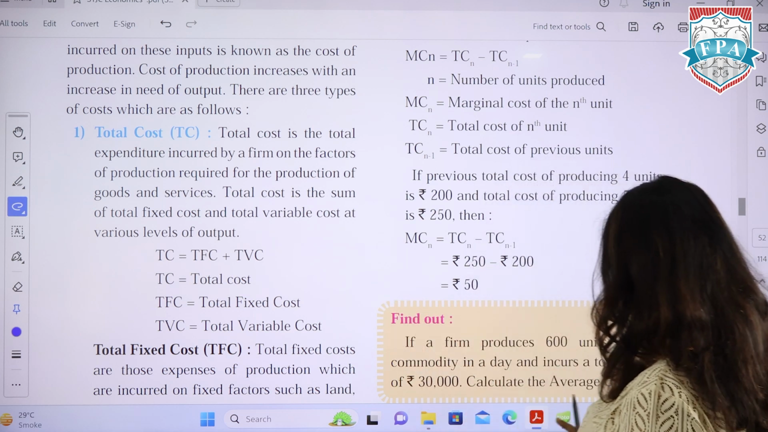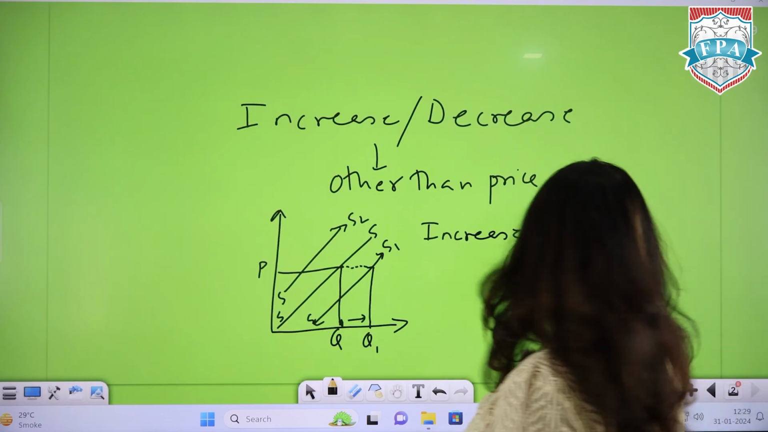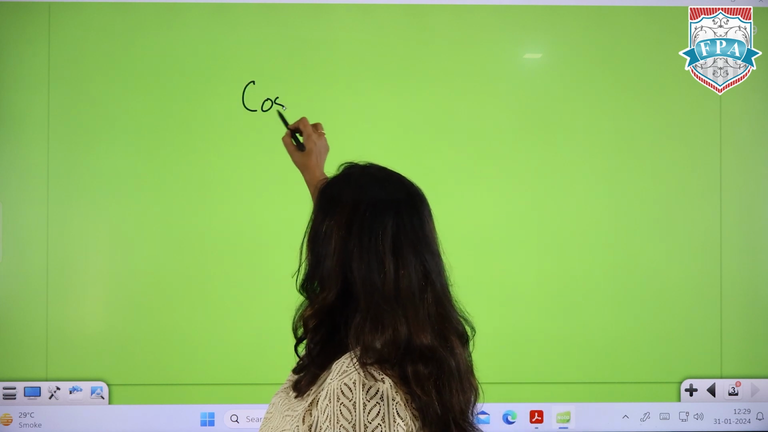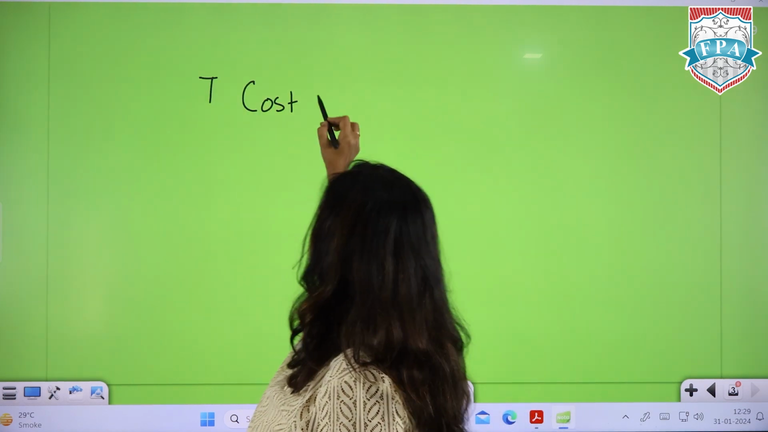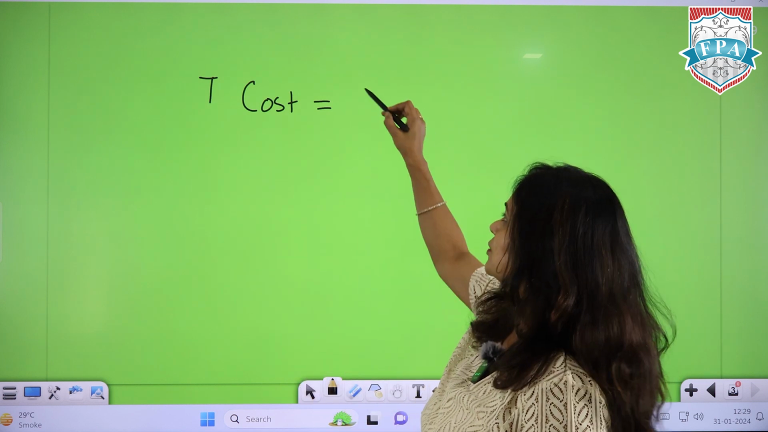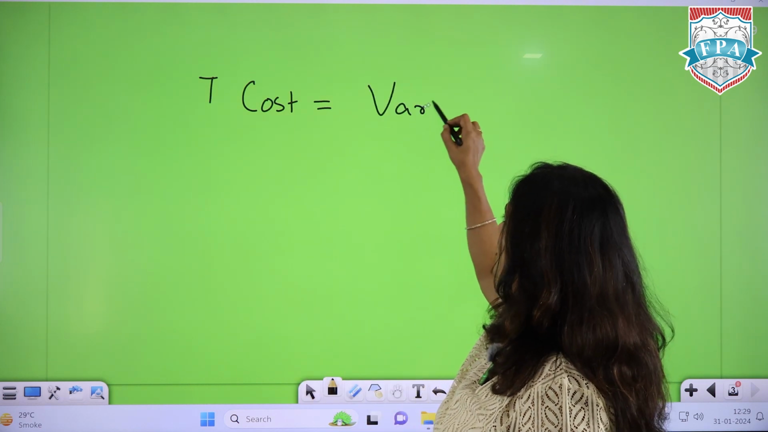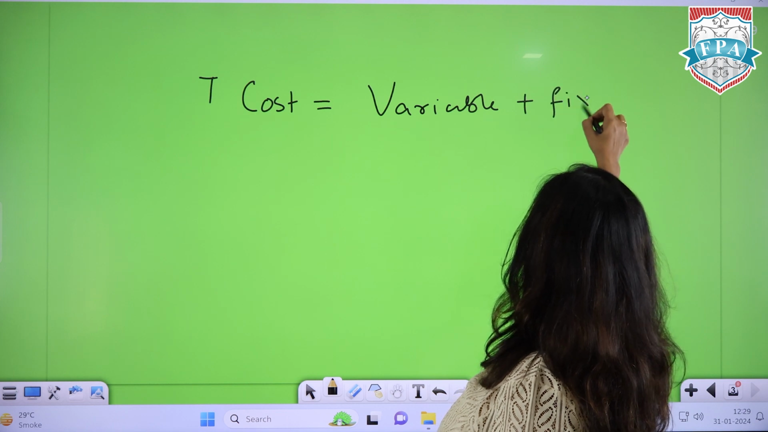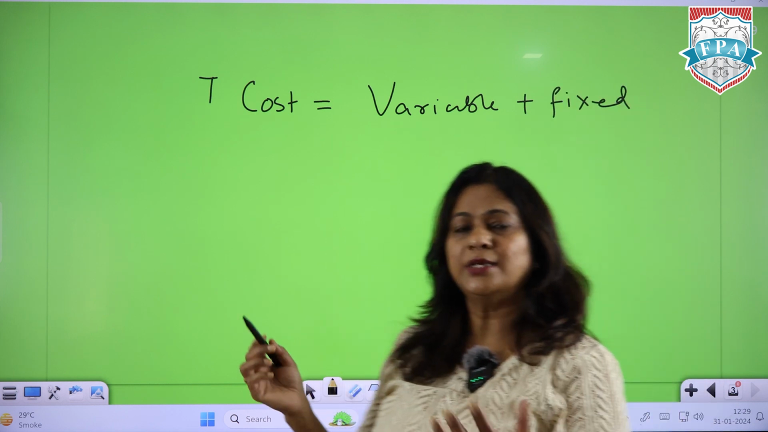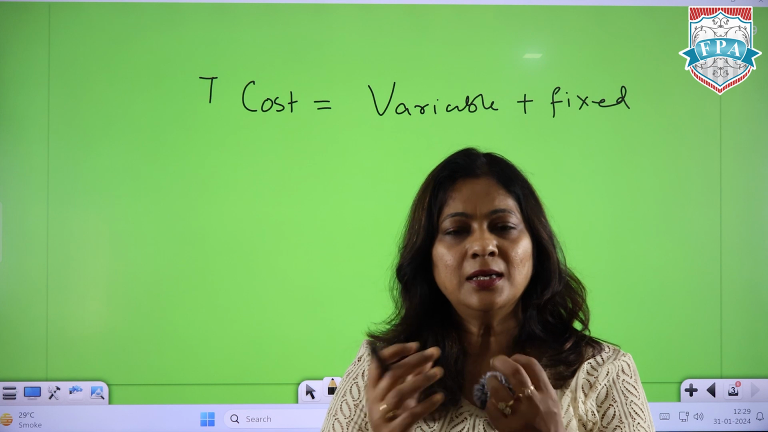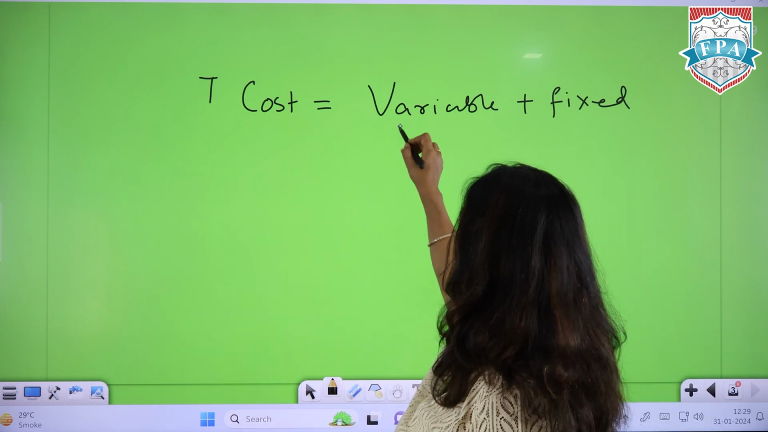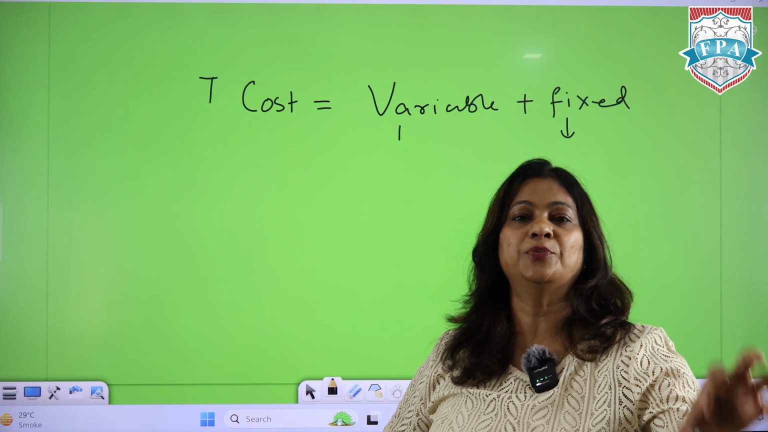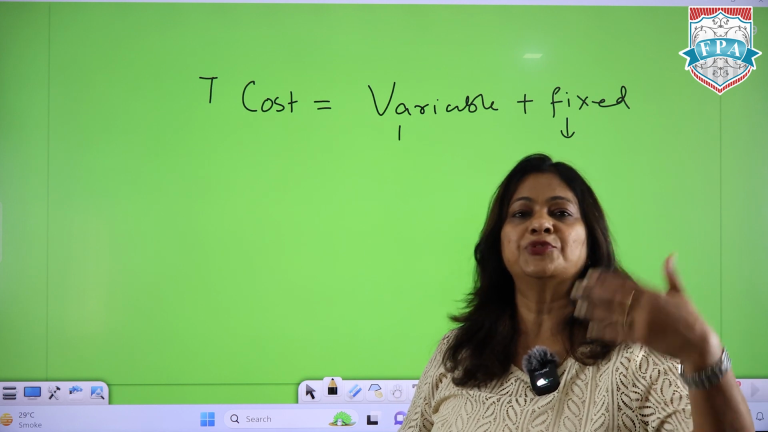I will like to use the whiteboard for 2 minutes. Cost, total cost of a product consists of two costs. One is the variable cost and the other is the fixed cost. दो cost के total से आपका total cost बनता है. Fixed cost का मतलब क्या होता है? It does not change with the level of units which you are producing.